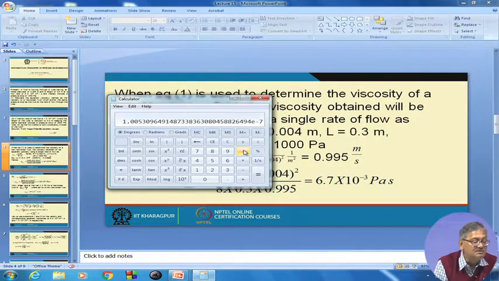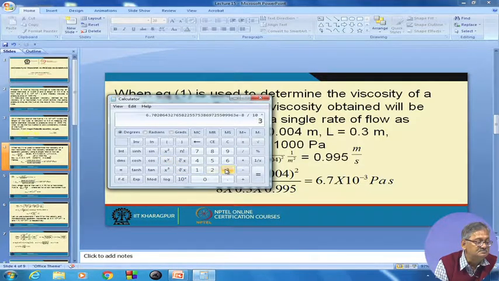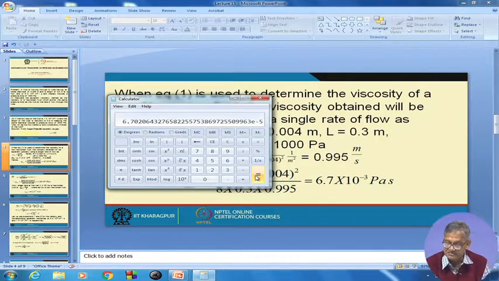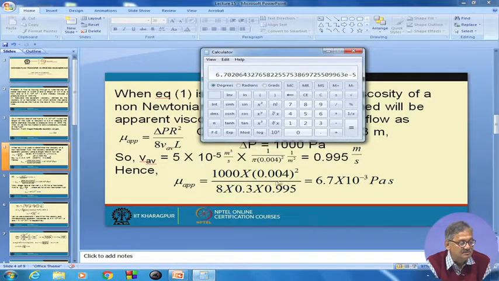Divided by 5, divided by 0.3, divided by 10 to the minus 3. Yeah, it is coming 6.7 10 to the minus 5, right? So perhaps here we have done something wrong.